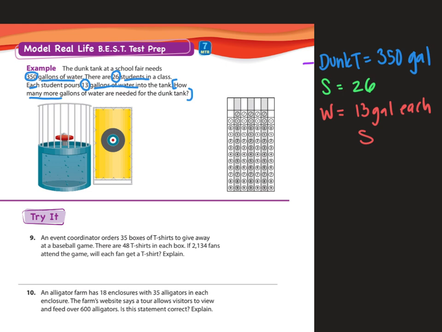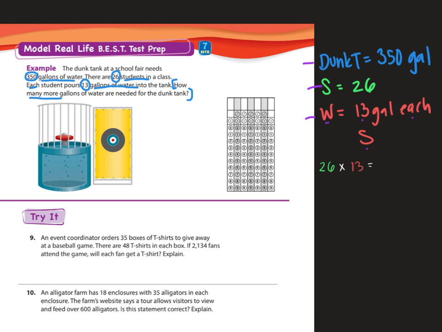The dunk tank, I put dunk T, needs 350 gallons of water. There are 26 students, and each student is going to pour 13 gallons of water. That word each is important. It's telling me that I need to multiply. This is a multi-step problem. But first, I need to find out how much water they poured in. Then I can find out how many more gallons of water are needed. So I need to solve 26 times 13 first.